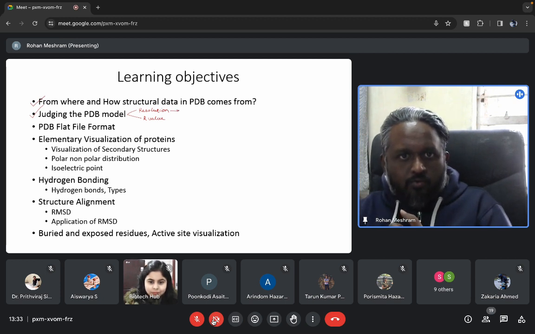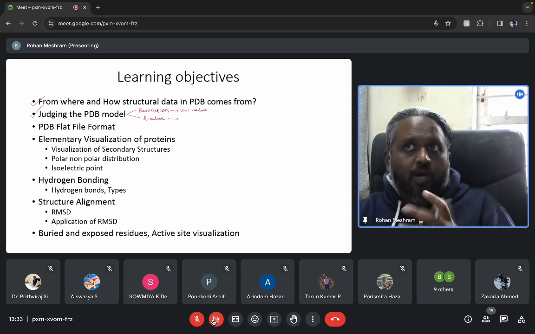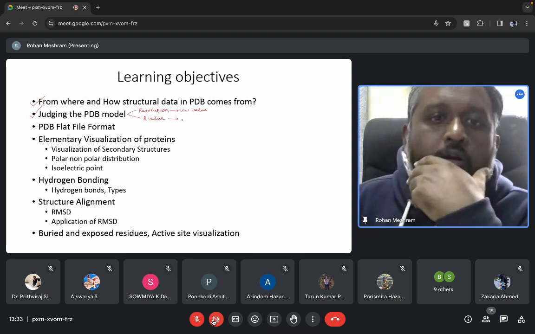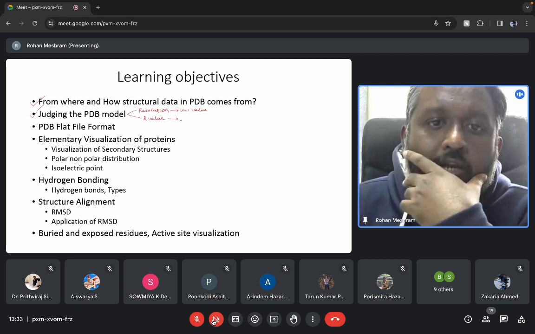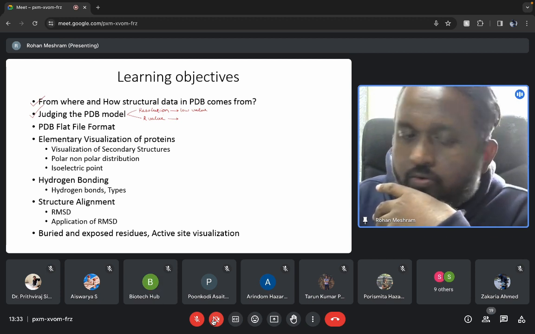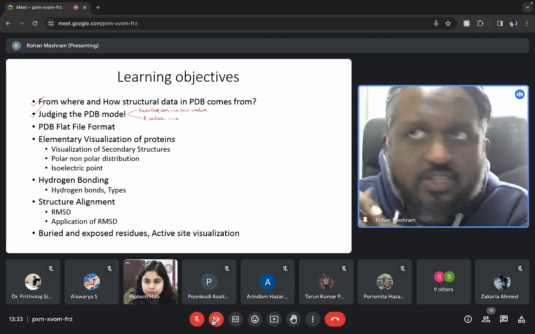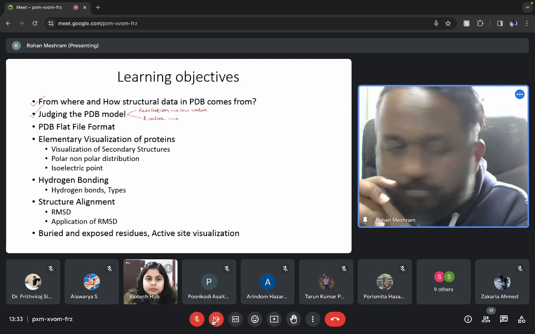So what have we done with resolution? The value for resolution should be low. If the value is low, that means the structure has been resolved at higher levels. And the R value corresponds to how well your model fits the electron density map. So based on these two factors, if there are multiple structures of the same protein molecule, you can decide which one needs to be selected.